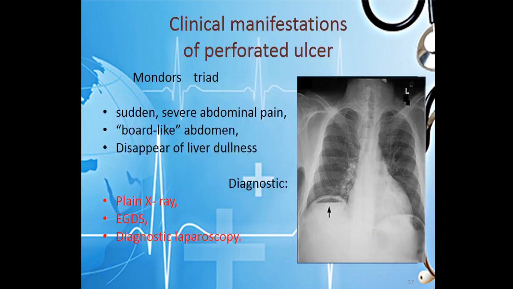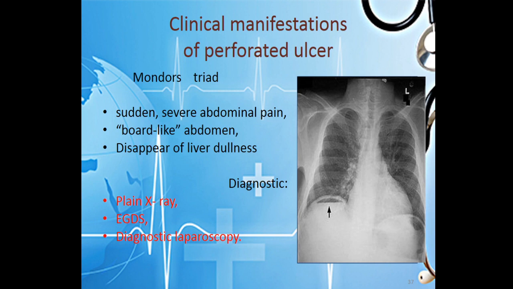First, perforated ulcer. You should know this Mondor triad. First is sudden severe abdominal pain, like a knife pain. Second is a boardlike abdomen during palpation, and during percussion of the abdominal wall, you find the disappearance of the liver dullness.